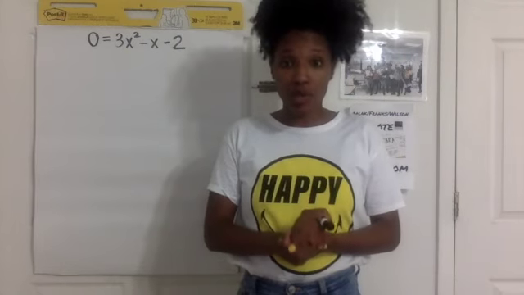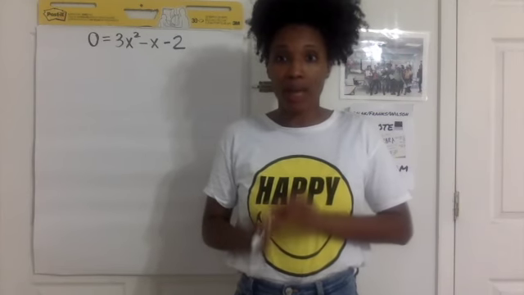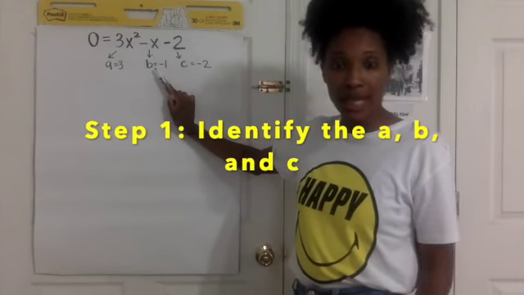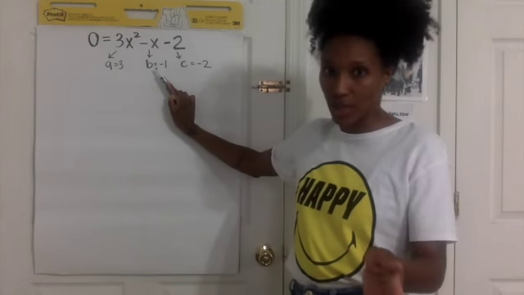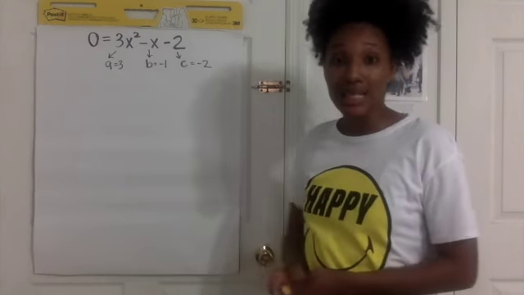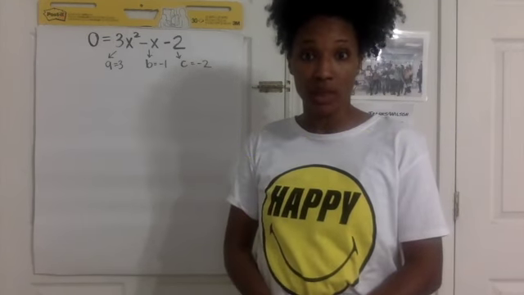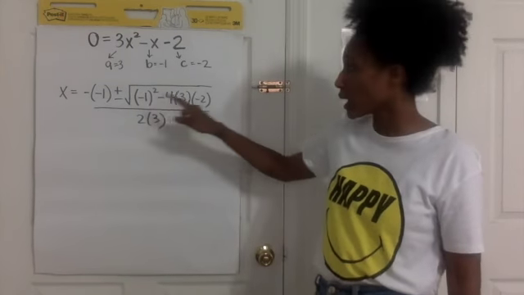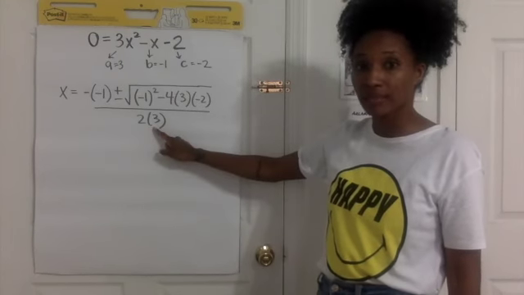Okay, for our example, we are going to solve the equation 0 is equal to 3x squared minus x minus 2. A is equal to 3, B is equal to negative 1, and that's because there's no number in front of the x, but I know that there's an imaginary 1. And C is negative 2. Step 2, substitute the A, B, and C into the quadratic formula. This is my B, and this is my B. This is the A, this is the C, and this is the A.